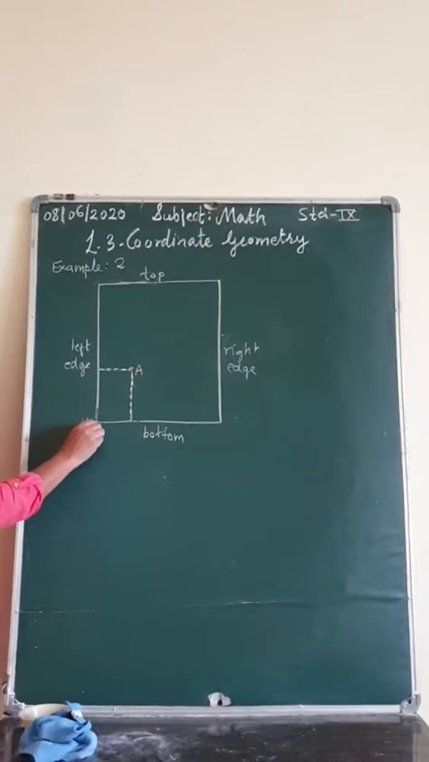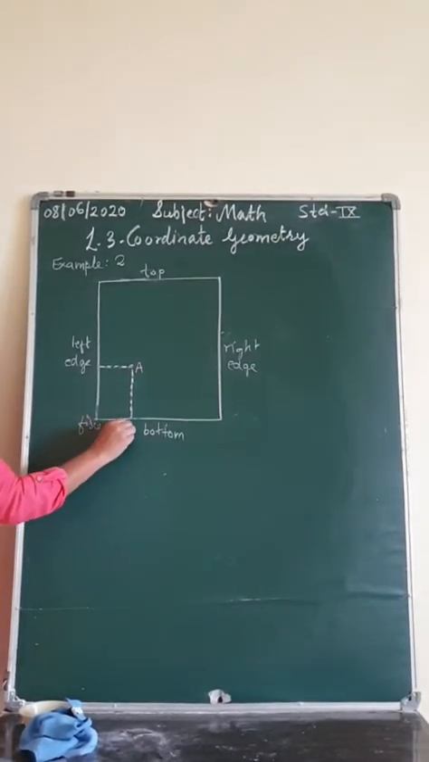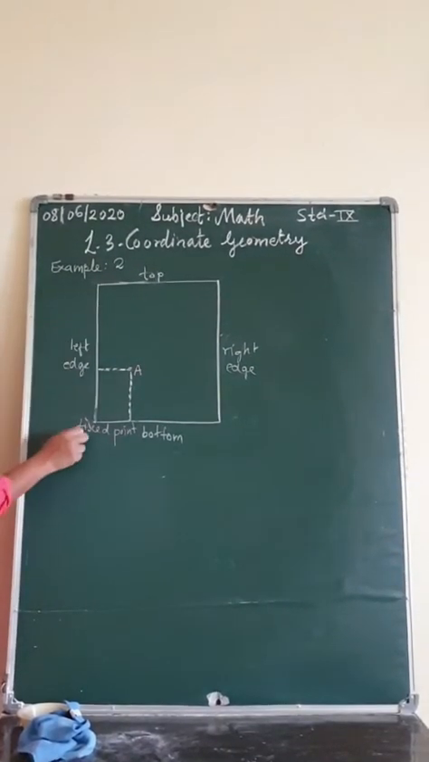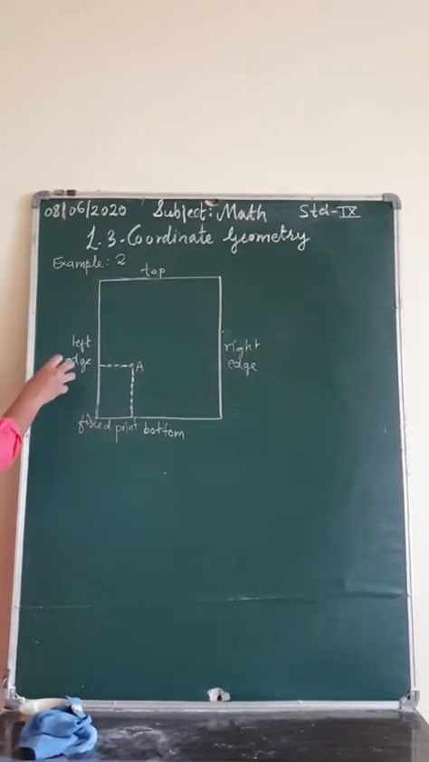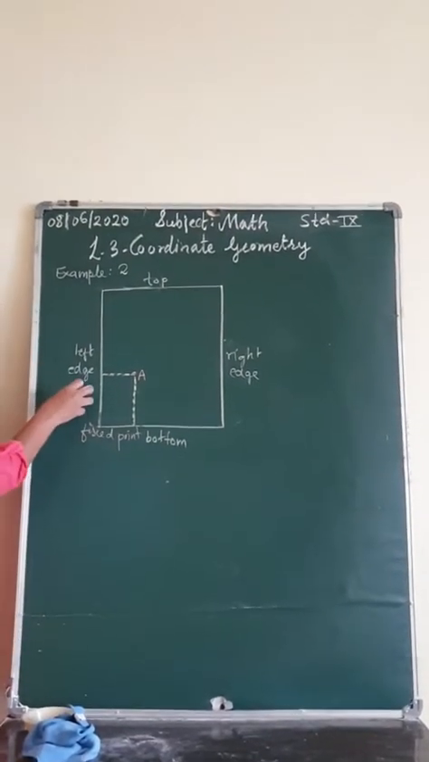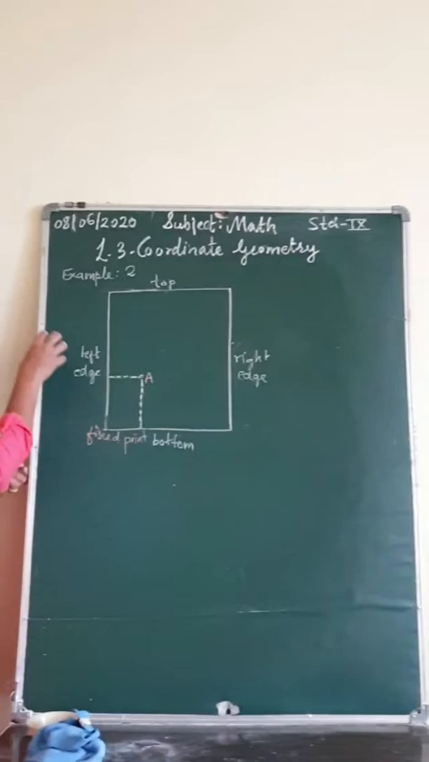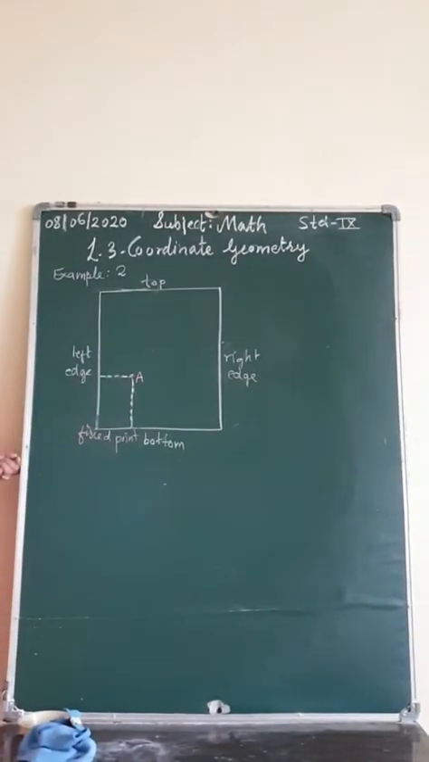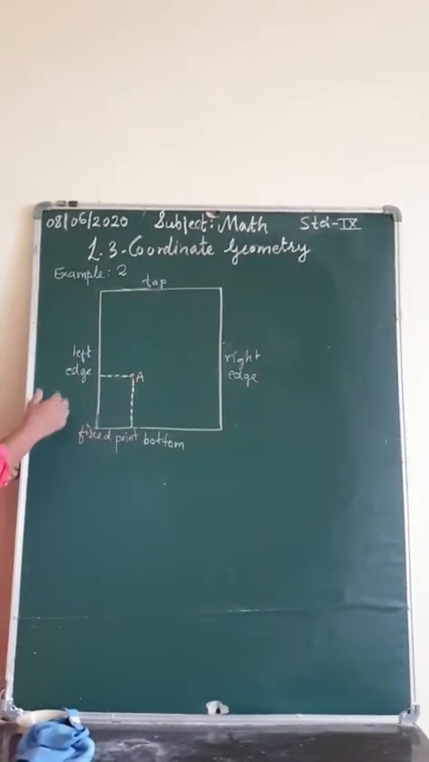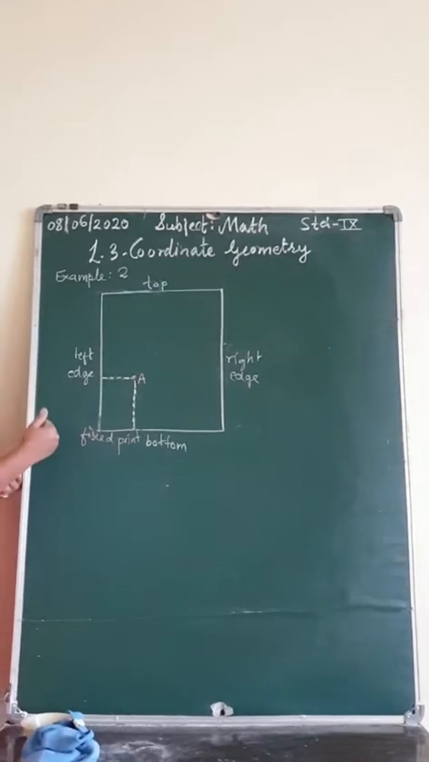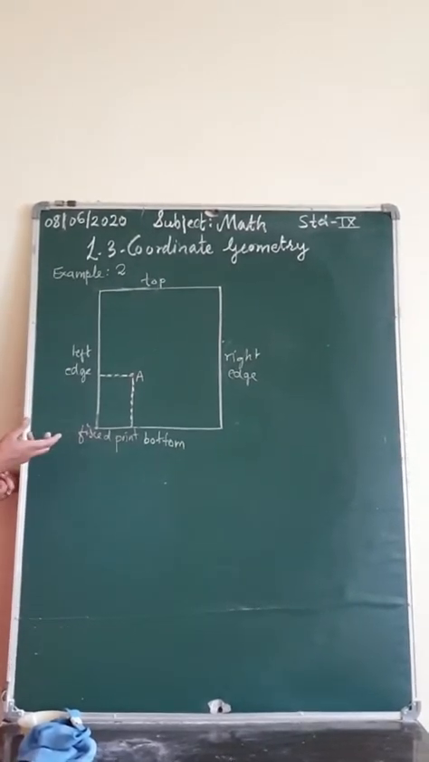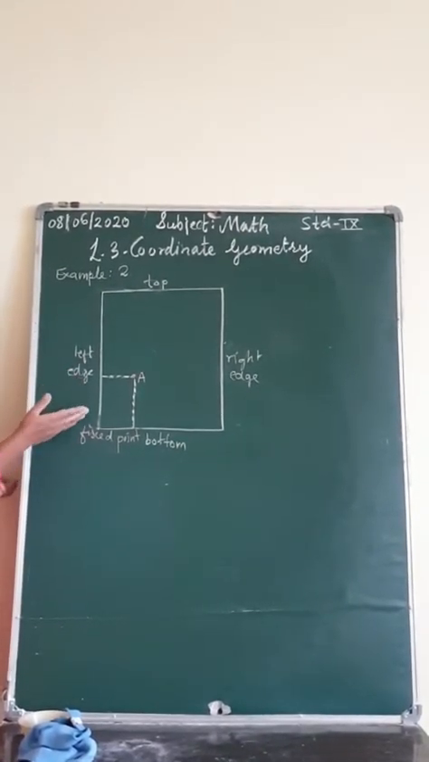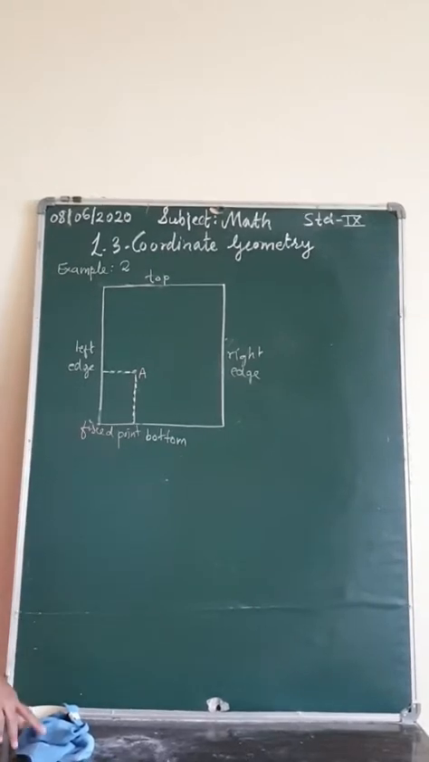From a fixed point. So we are going to learn in this chapter about coordinate geometry and how to locate the points and plot the points on the coordinate plane. So I am going to describe everything that I have told you as and when we are going ahead.